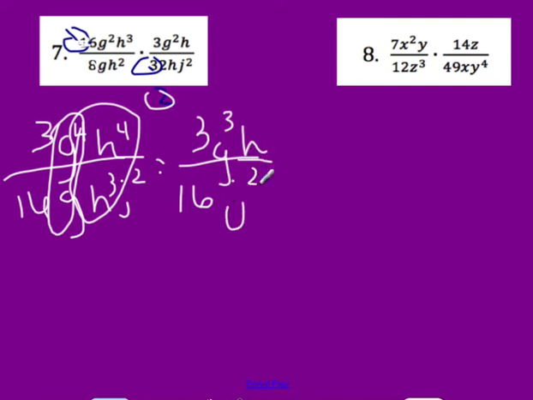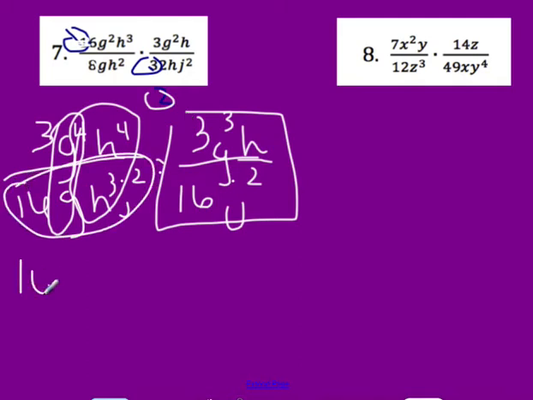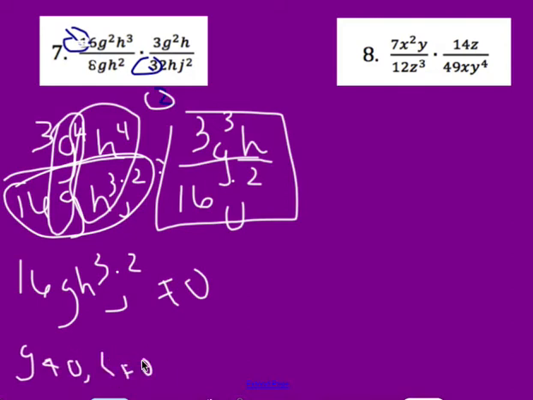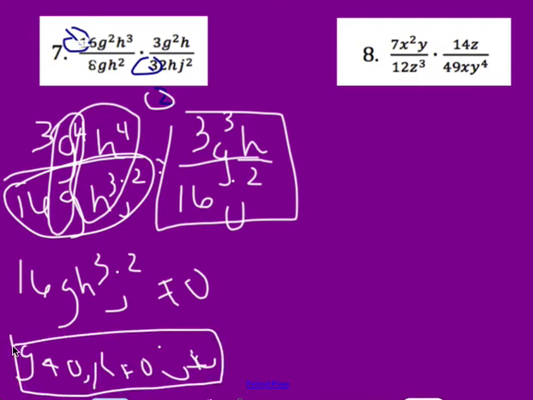And that j squared isn't going to be divided by anything, so we're going to leave that on the bottom. Taking a look at number 7, to get our excluded value, we want to take this entire thing and say that it cannot be equal to 0. Well, the only way that's going to be equal to 0 is if g is equal to 0, h is equal to 0, or j is equal to 0. So we're saying that none of those can be equal to 0 for number 7.